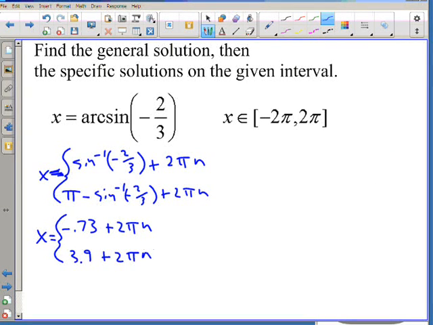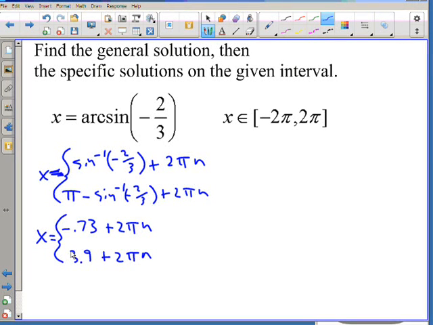Now, those numbers don't look very familiar probably. Let's just take a quick look here. Remember now, this is pi, or 3.14. So negative 0.73 would be a value down here somewhere, about a third of the way. It's going to be more in this area. And then 3.9 is going to be just beyond there. So we see some symmetry here that has a similar reference angle. So looks reasonable.